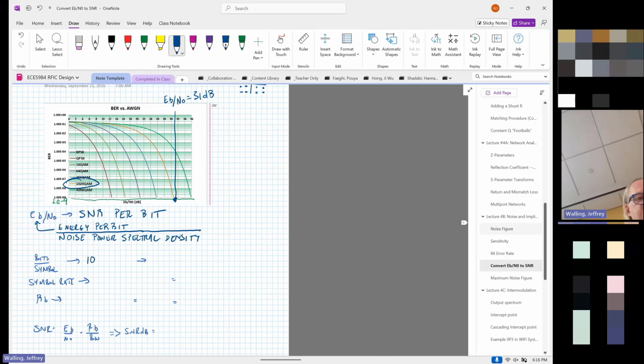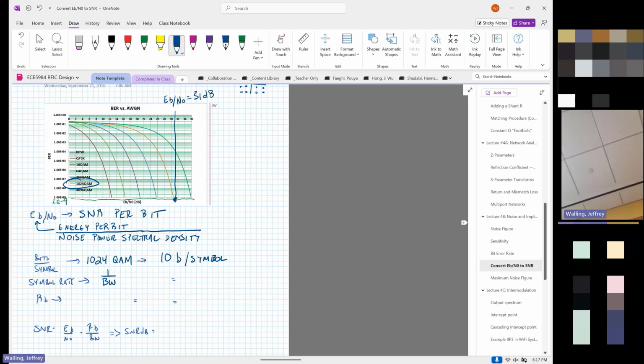Okay, so 1024 QAM. This means there are 1024 points in the constellation. How many bits does each point represent? 10 bits. Log 1024 by log 2. All right, now the symbol rate is equal to 1 over the bandwidth.